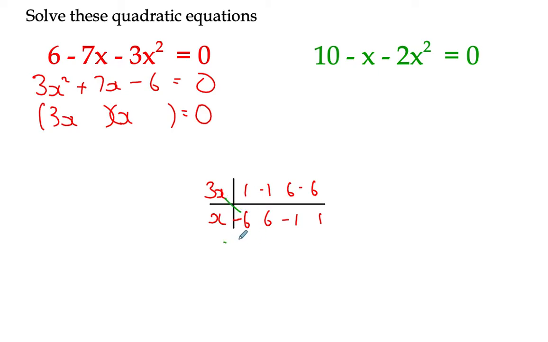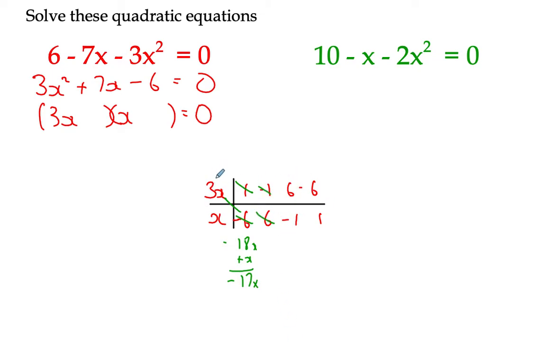3x times negative 6 is negative 18x, and add 1. Now, see when you change the signs around, that's negative 17x. That doesn't work. And if you just change the signs around, it's just going to give you positive 17. So you basically get a doubler for that.